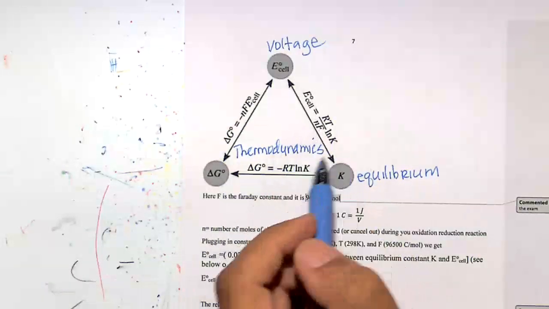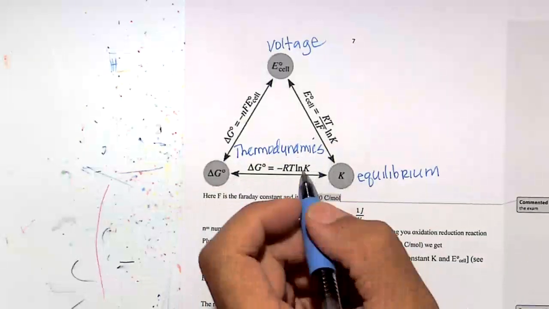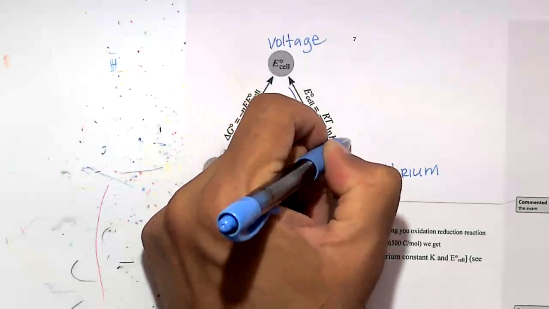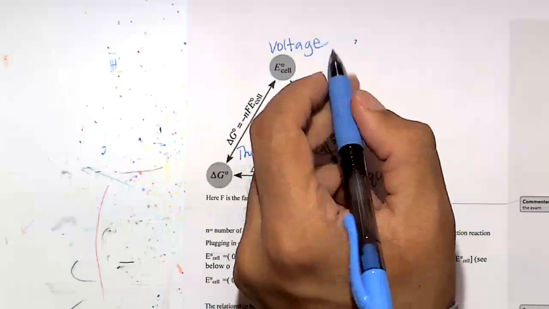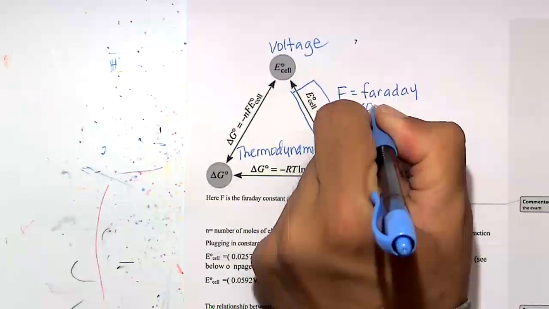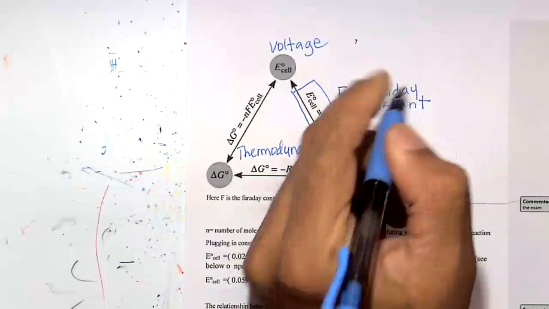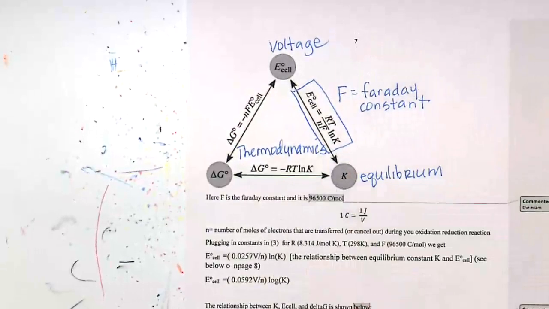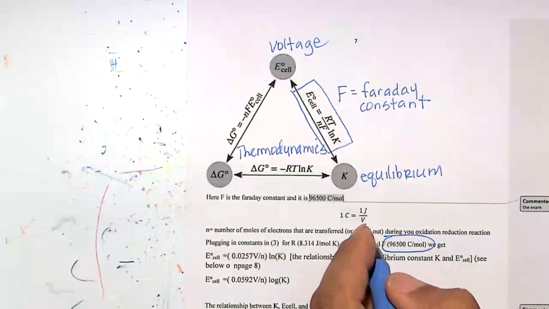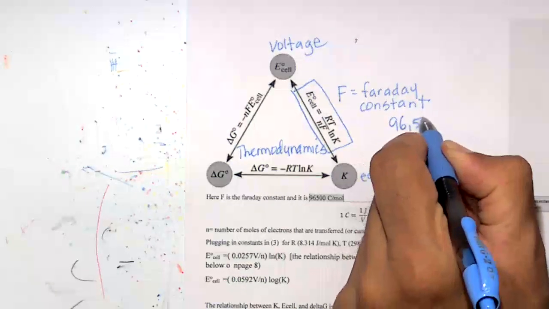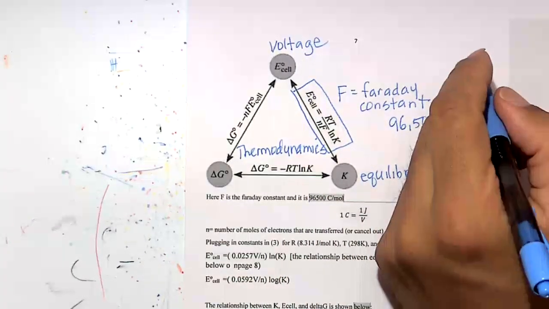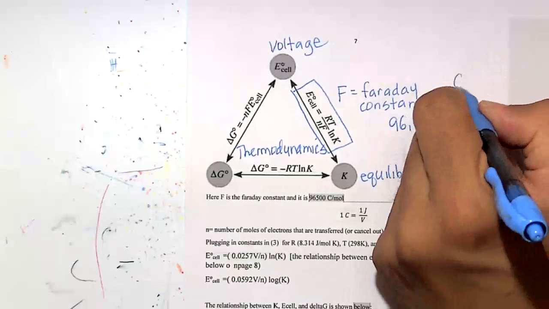All right, so these relate all three of these. E cell is equal to RT divided by nF natural log of K. F is called the Faraday constant, and the Faraday constant is 96,500 coulombs per mole. This is a constant that I will give you. The C here is coulombs, a unit of charge.